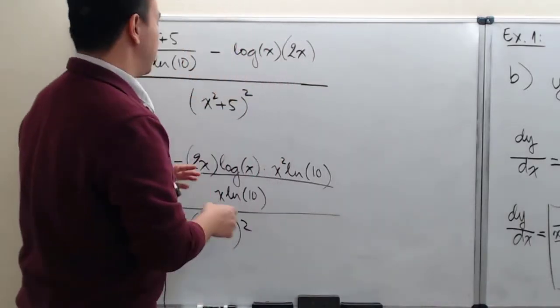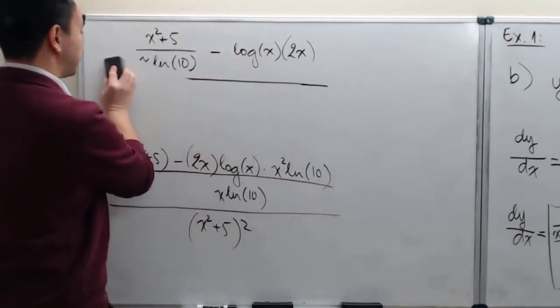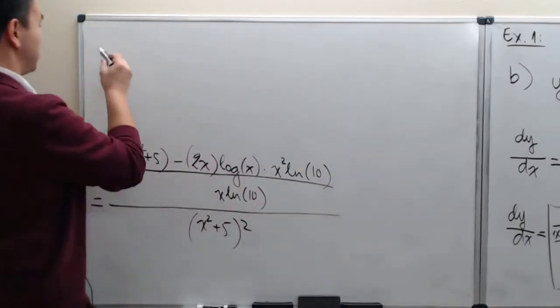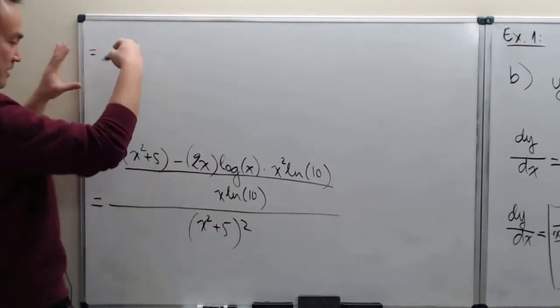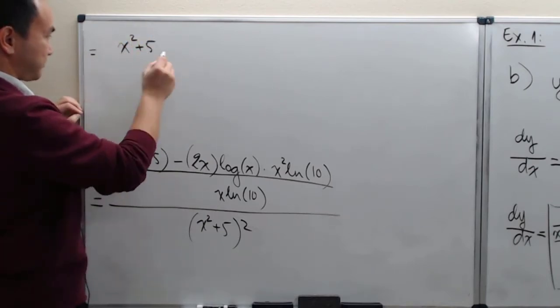So in my next step here, allow me to erase this little part of my board. And so now, continuing from this step, here I have to write it above here. Then x squared plus 5.